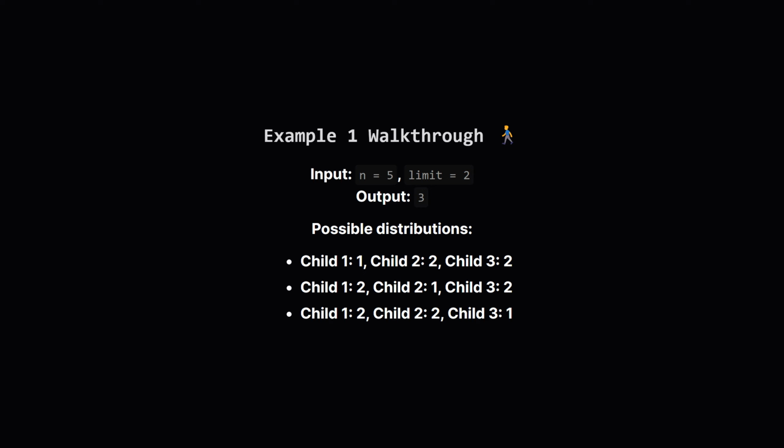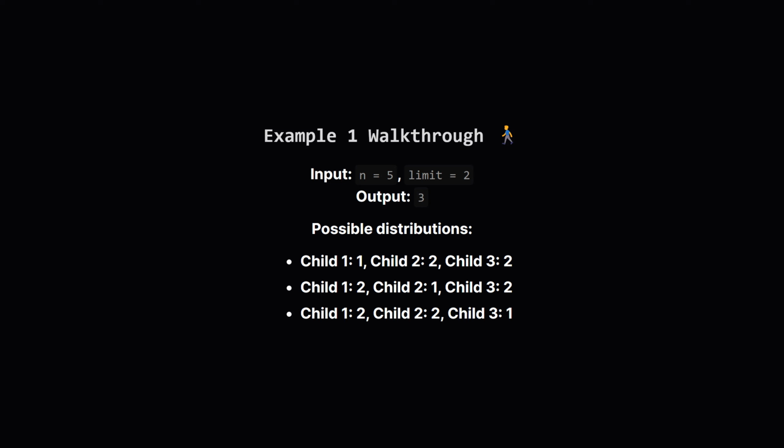Let's look at an example. Suppose we have n equals 5 candies, and the limit here is 2 candies per child. How many ways can we do this? Well, if child 1 gets 1 candy, then 4 candies are left. Child 2 could get 2 candies, that's within the limit, leaving 2 for child 3, also within the limit. So, 1, 2, 2 is a valid way.